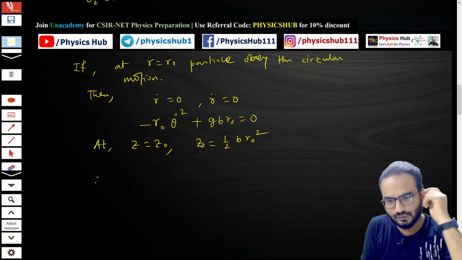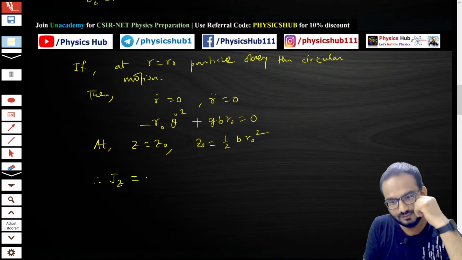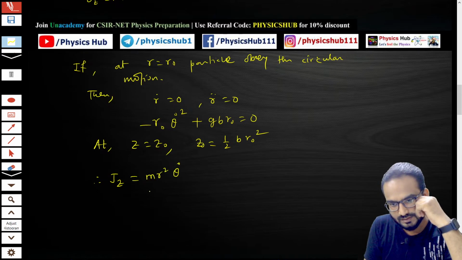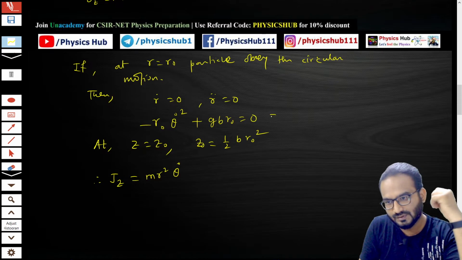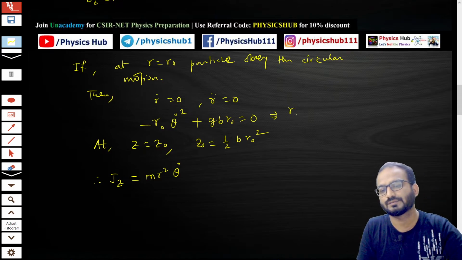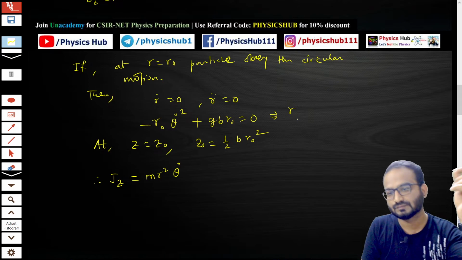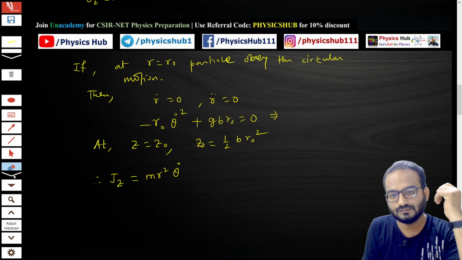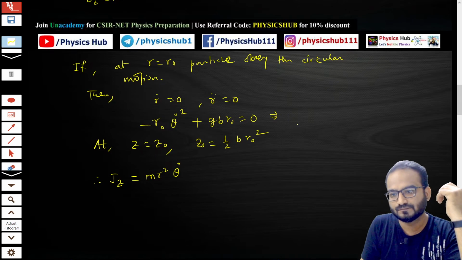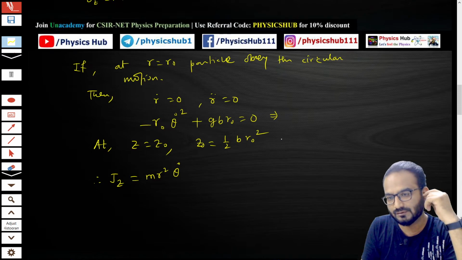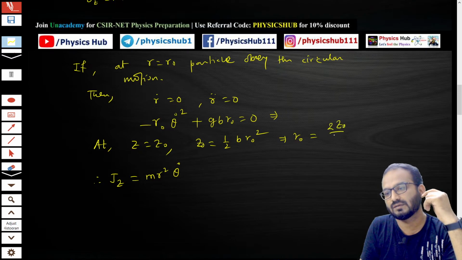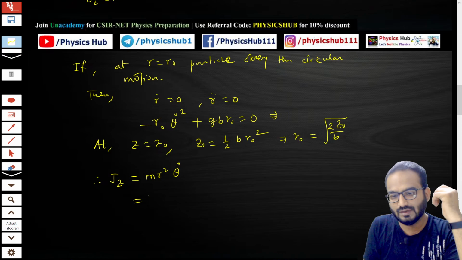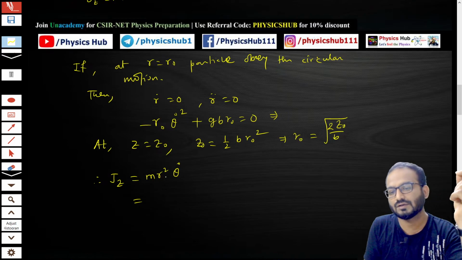Okay, so what is the value of Jz? Jz equals m r square theta dot. So from this expression we can find out the value of theta dot here. And from here we can find out the value of r naught, which is root over 2 z naught by b. So it is m r naught square theta dot.